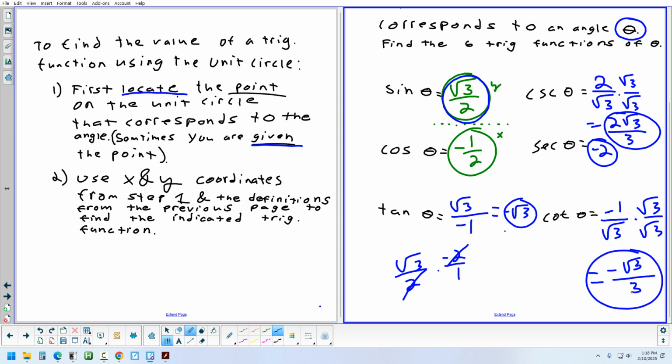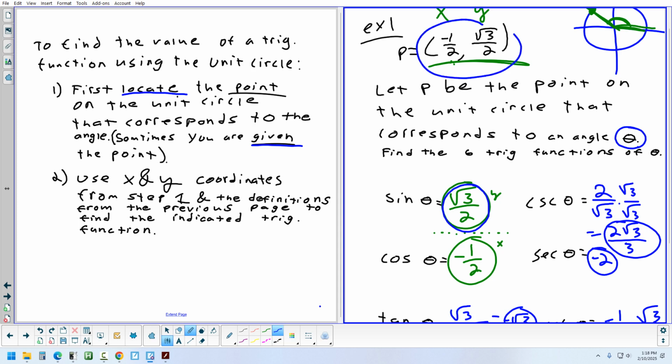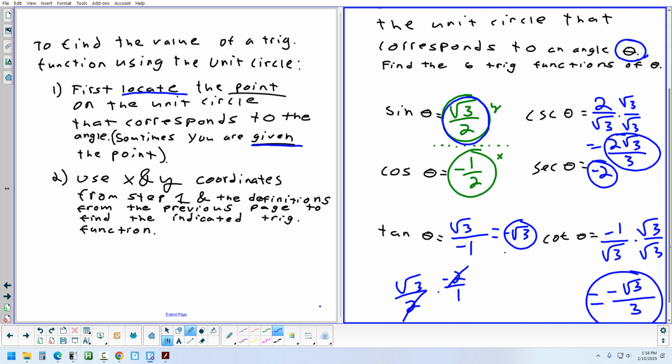Those are the 6 trig functions of that angle which is represented by that location. Okay, so I don't even know what that angle is. I know where it is. That's the most important thing for unit circle trig. Where is the angle, not what. Okay. All right. Any question on that one?